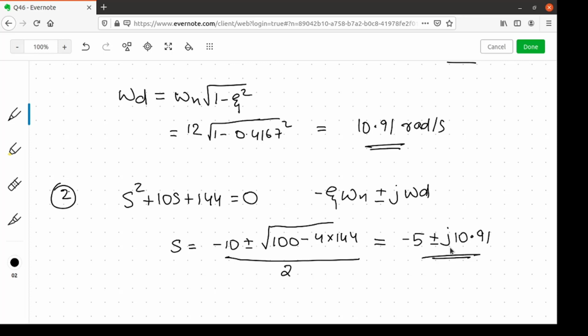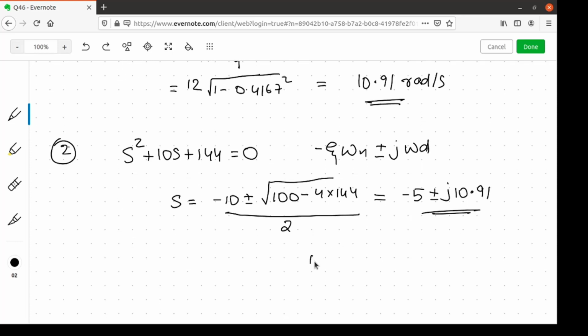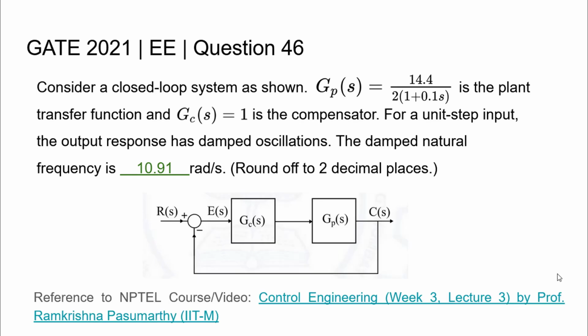So now you can see that the damped frequency of oscillation omega d is in the imaginary part. So now you have omega d equals 10.91 radians per second. So the correct answer is 10.91 radians per second.